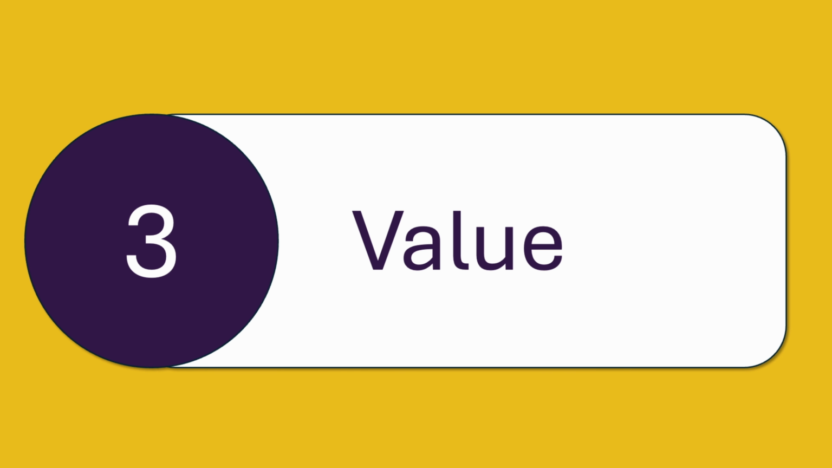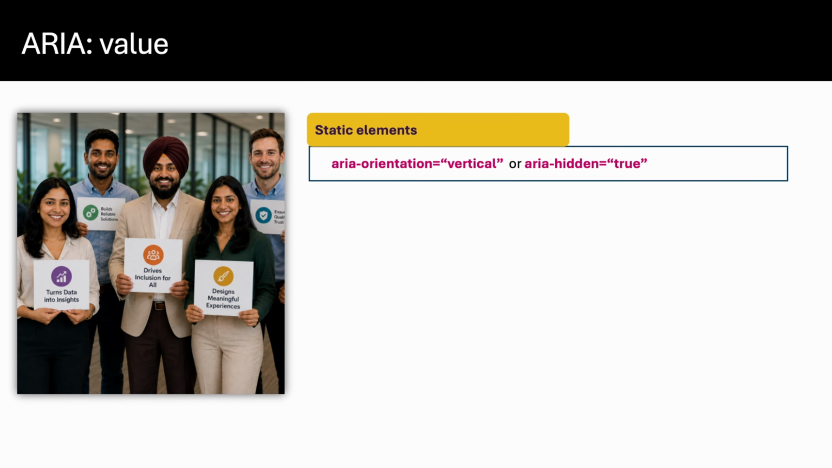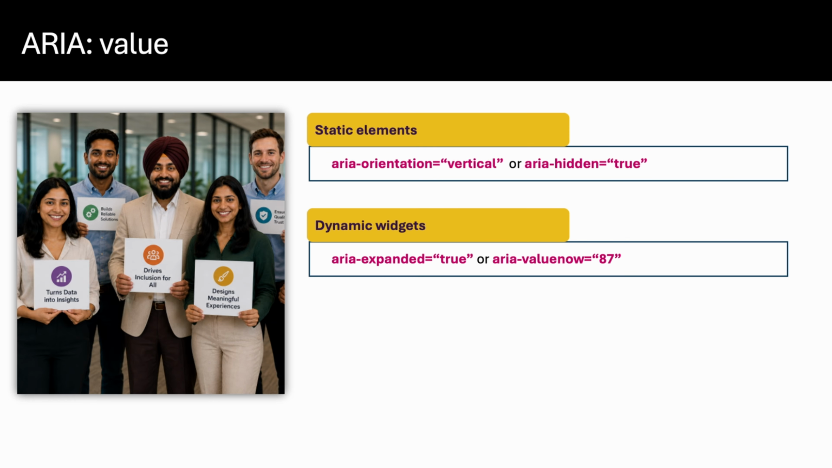If name tells the user what it is called and role tells what type of thing it is, value tells the user what is currently happening. Value is where dynamic interfaces become understandable. ARIA values include both states and properties. A state is usually something that can change, like aria-expanded true or aria-selected false. A property is often descriptive information like aria-orientation, vertical or horizontal, or aria-valuemin.